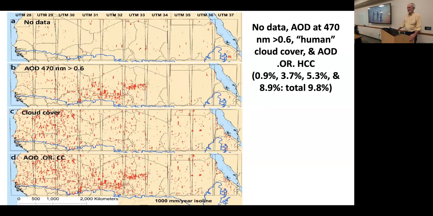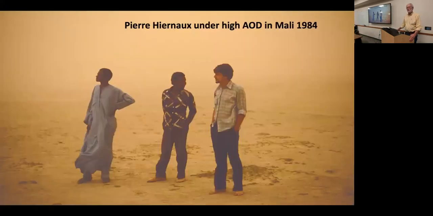This is what it looks like under some of the dust storm conditions. You can't see the sun. This is a very, very high event, probably on the order of an aerosol optical depth of greater than 1.0. And that's really high.